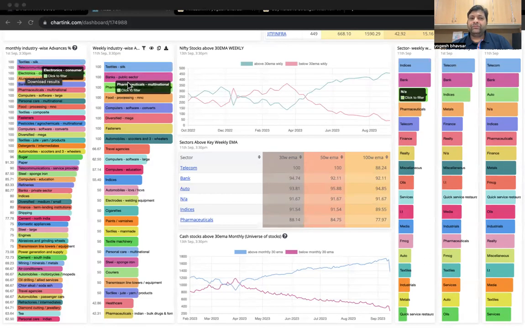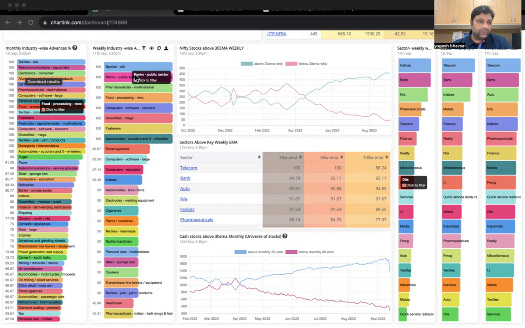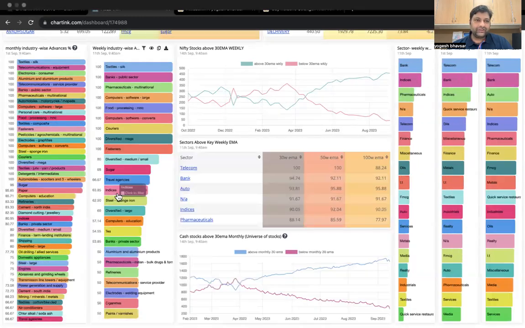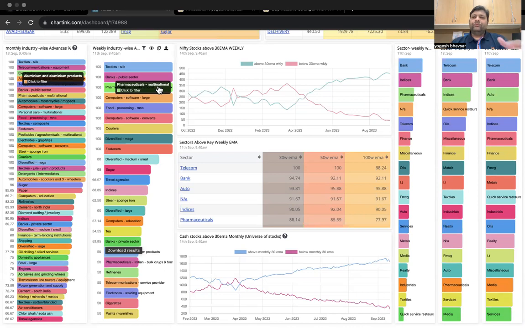On the weekly basis, if you see, the public sector bank is at the top, second. And on the third, let me just refresh it. It's coming. Yes, the third one is aluminium and aluminium products. And on the weekly basis, the third is pharmaceuticals, and that is multinational. So that's how you come to know where the money is going and which sector is running. You don't have to run behind the auto sector and all that stuff. This will tell you the top 4 to 5 you have to concentrate on.